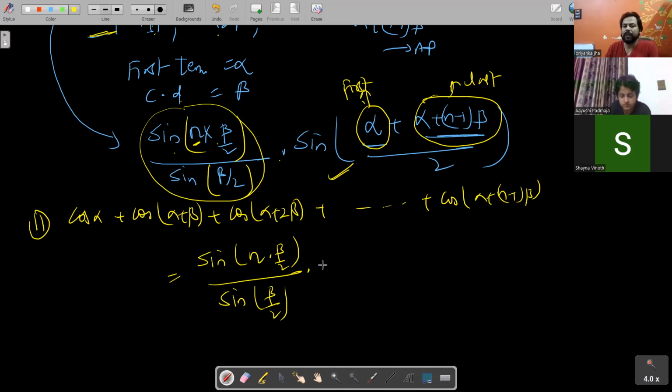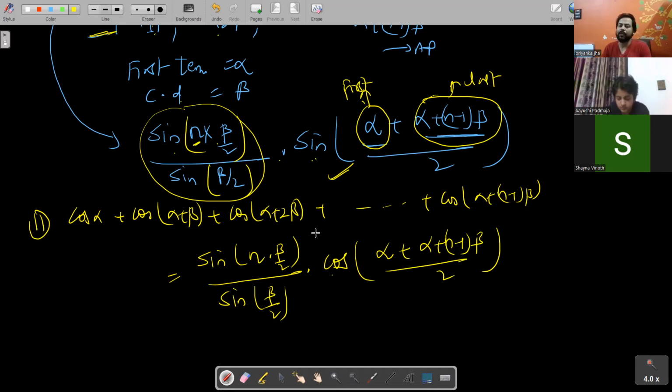Now, because this is cos, this will be cos only. And this will again remain the same: first term plus last term by 2. So the only difference is sine and cos. In sine, it will be sine. In cos, it will be cos. That's it.